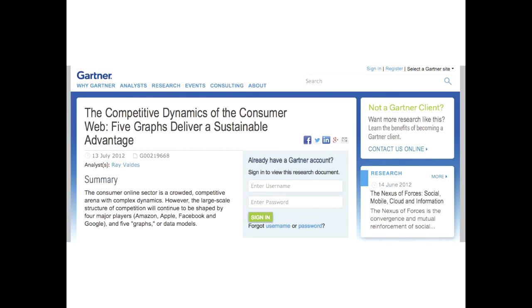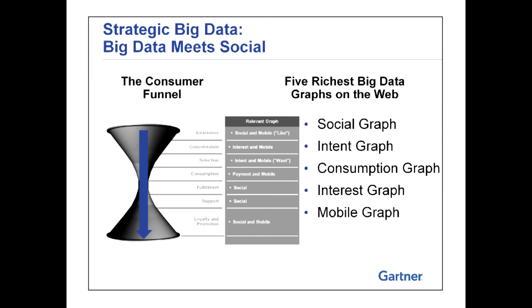And in 2012, the consultancy Gartner offered the following take on this development. They basically say there are five essential strategic graphs in today's economy. This is the paper, which is paid content. If somebody can provide me with the full paper, I'd be thankful. I only have parts of it. And so this is from this report.